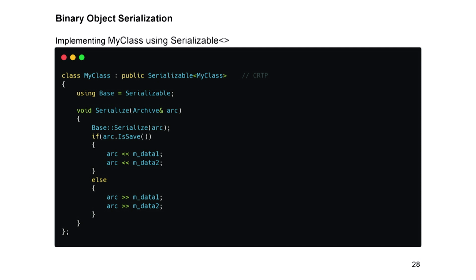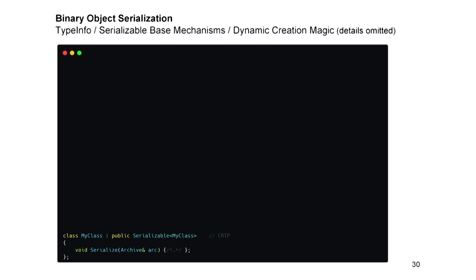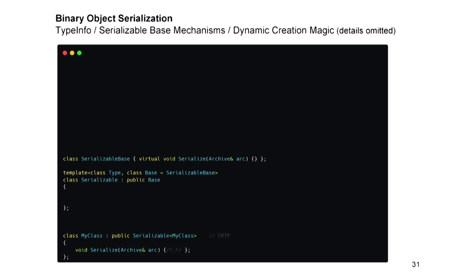So I talked about, well, this again is what our generic serialized function looks like. If we're saving, we stream out. If we're loading, we stream in. The base class here is a template that knows what the type is. So here's my class. It has a serialized function. It derives from a serializable template, where I'm building the chain of object inheritance.